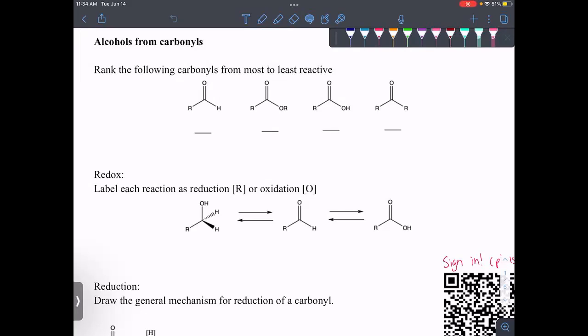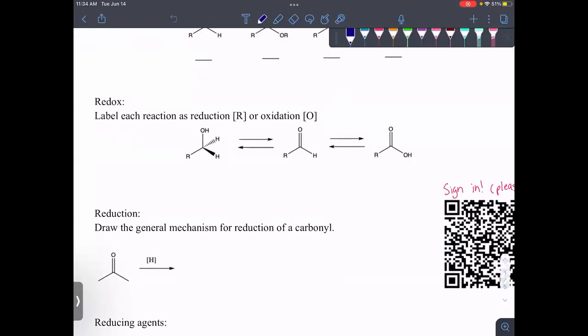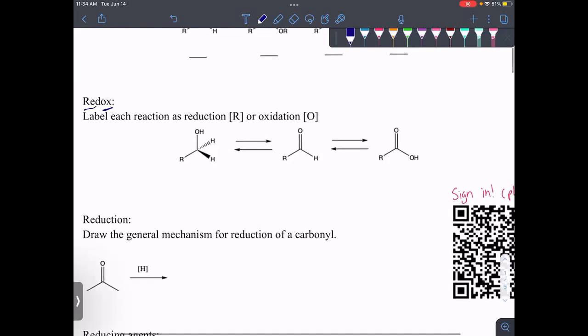So the very first part is like carbonyl reactivity, but we're gonna come back to that. Let's start with redox. So what is reduction, and then what is oxidation? Reduction of oxygen. Okay, so reduction, you are reducing the number of oxygens, I guess.